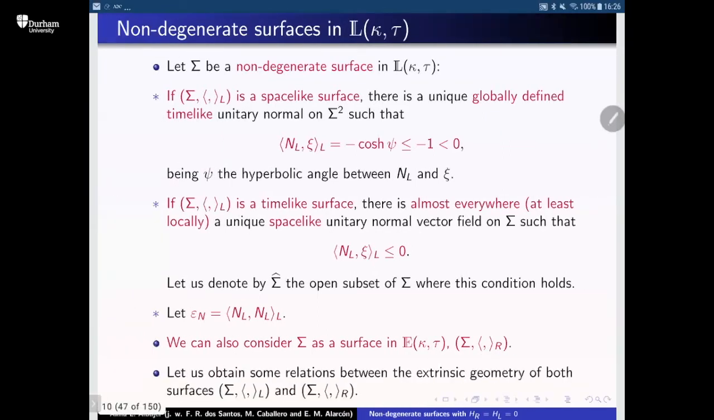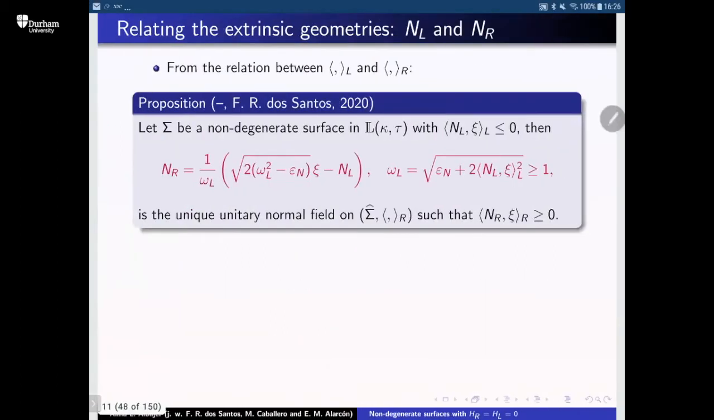Let us obtain now some relation between the extrinsic geometry of both surfaces, because our last objective is to compare the mean curvature functions. So first of all, we can compare the normal vector fields. We have two normal vector fields, the normal vector field with respect to the Lorentzian metric, and the one with respect to the metric from E kappa tau.